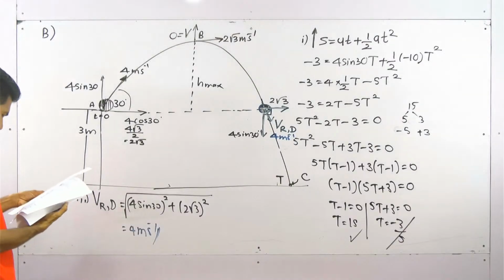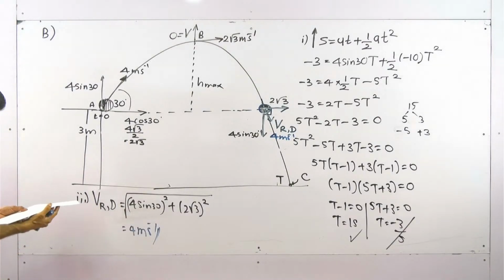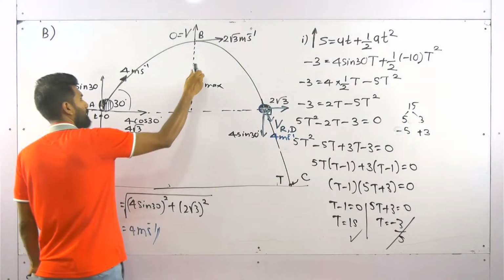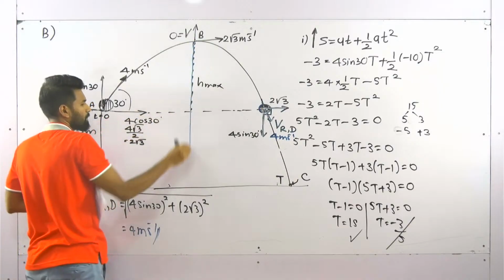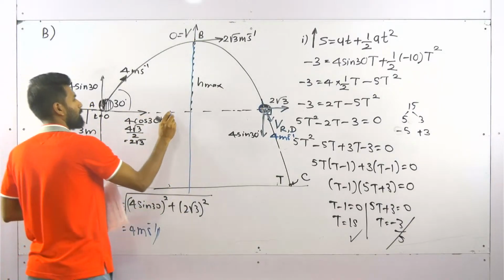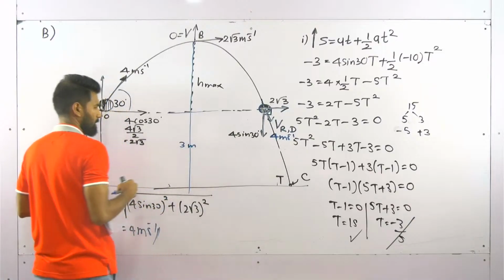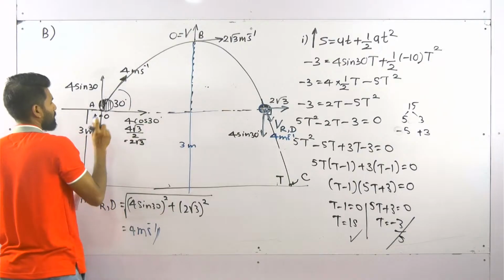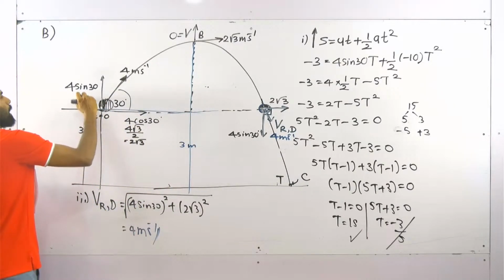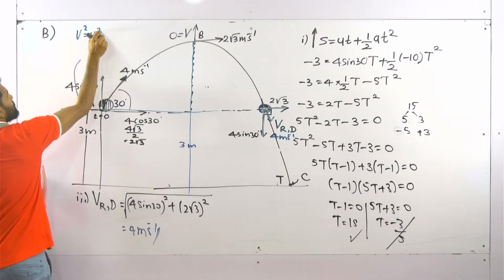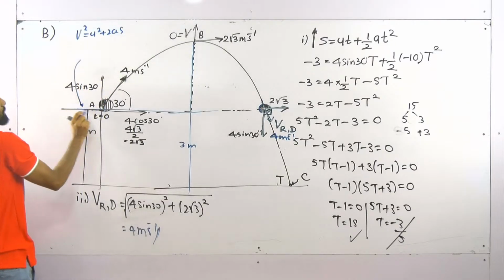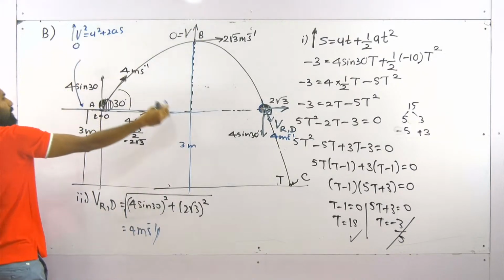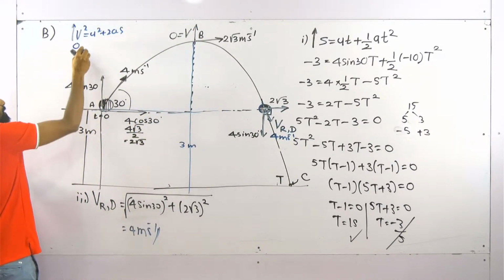What is the maximum height that the object climbs with respect to ground level? From the ground level to this level, it has a 3 meter gap. Leave that gap. I am applying v squared is equal to u squared plus 2as from the level that it started. At the highest point, upward velocity is 0. At the initial level, upward velocity is 4 sine 30.